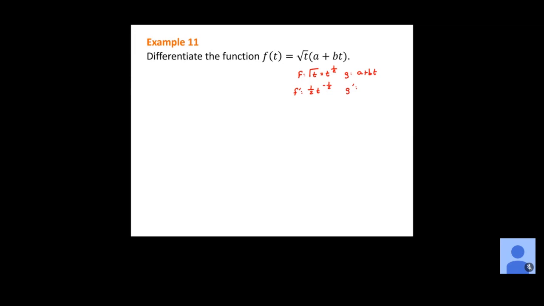Just going to be b, right? Because the derivative of a, if a is a real number, that gives us 0. Derivative of b times t, b is the slope of that linear function now, and so b is our derivative. Any questions about how we got that?